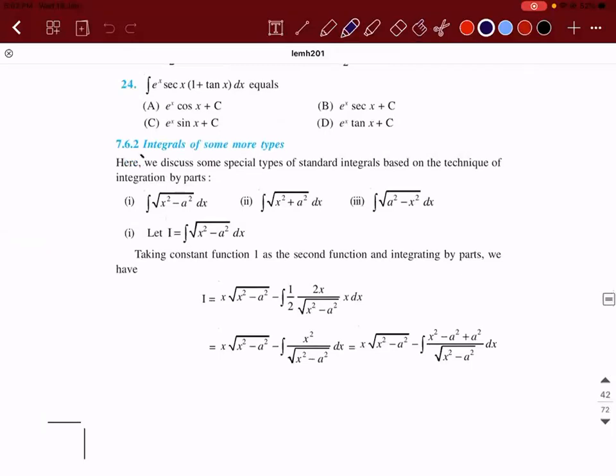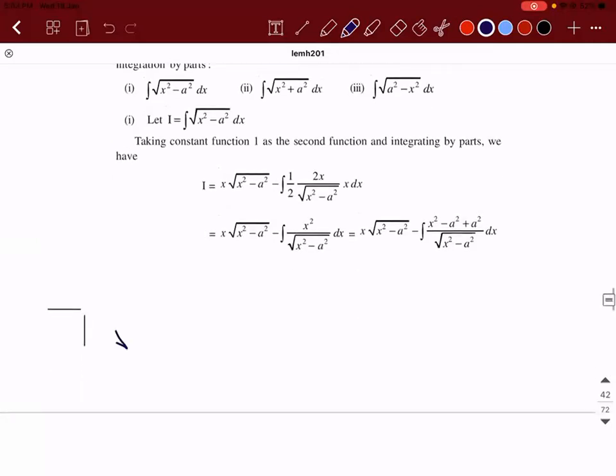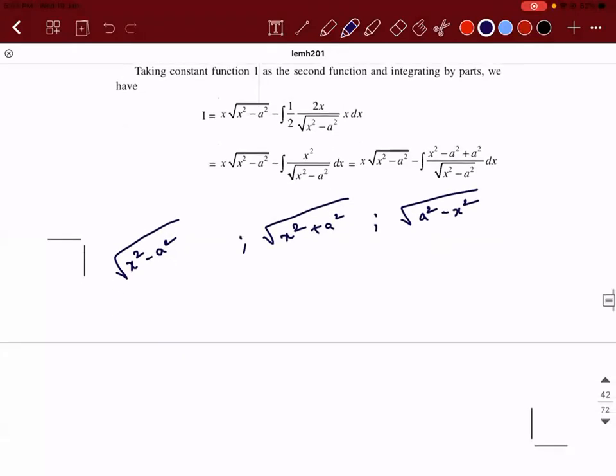So now we have seen integration by parts, right? Now we'll be concentrating on the next topic, that is integrals of some more types, in which we will have root of x square minus a square, root of x square plus a square, and root of a square minus x square, everything in the numerator itself. Now we are going to see what is the integral of all this.